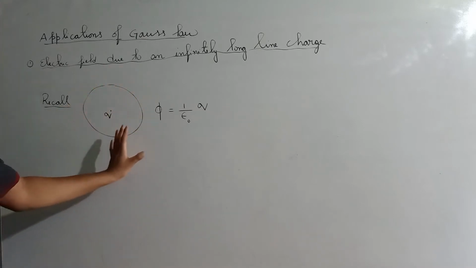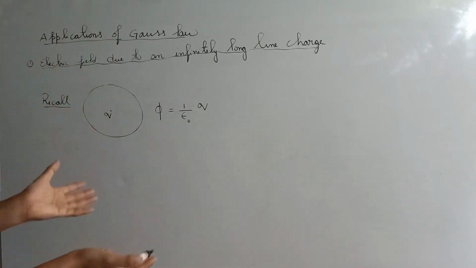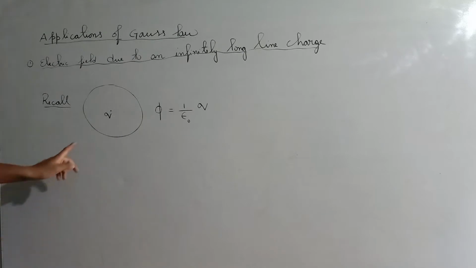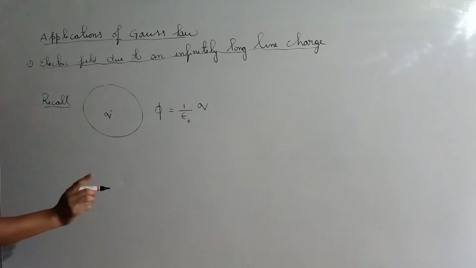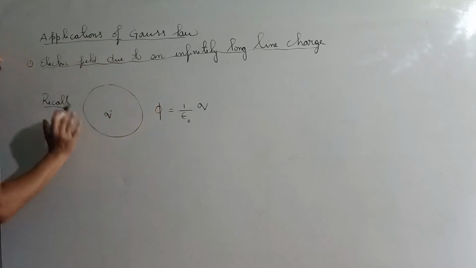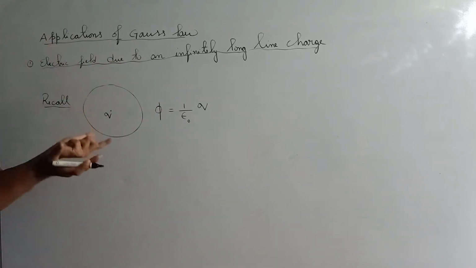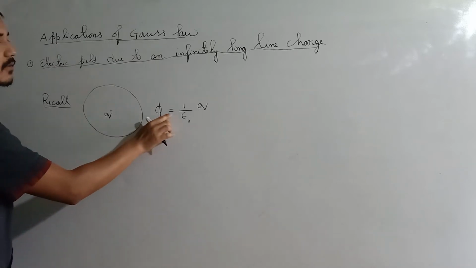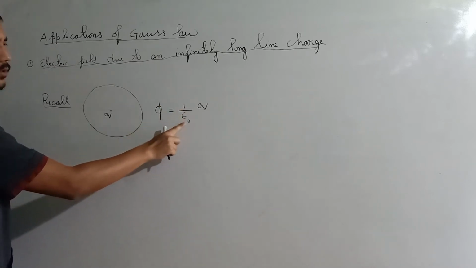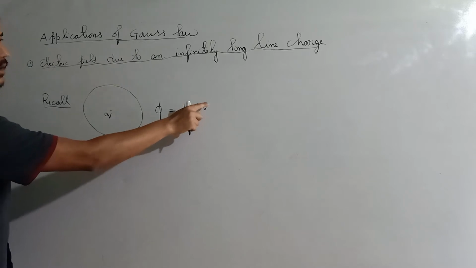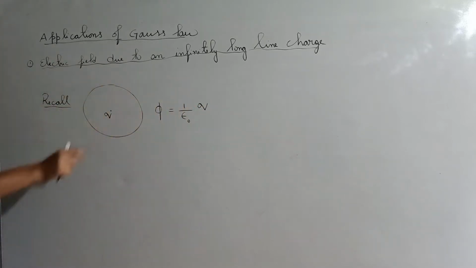This sphere is a closed surface, right? It encloses a charge Q, suppose. A charge Q is situated at the center. Then Gauss law says that the total electric flux over the entire surface of this sphere is given by 1 by epsilon naught times the charge enclosed by this surface. Is it okay? Yes.